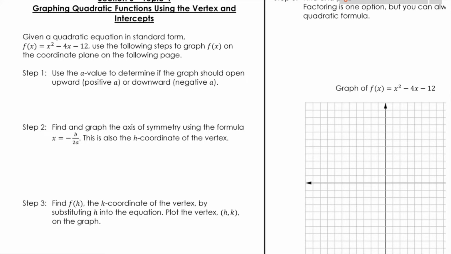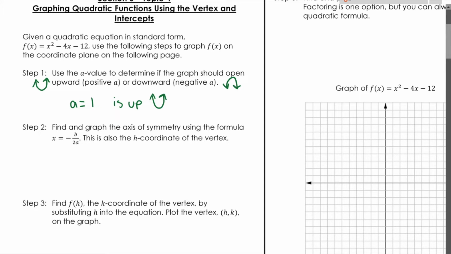So our first step is use the a value to determine if the graph should open upwards, which is a positive, or downwards if it is a negative. So remember, upwards would look like this, downwards would look like this. So the first step, determine what a is. So what is a in this problem? Well, a is 1. And since it's a positive one, I already know that my graph is upwards. Okay, so just by that, I know my graph is going to look like a smiley face. Let's move on to step 2.